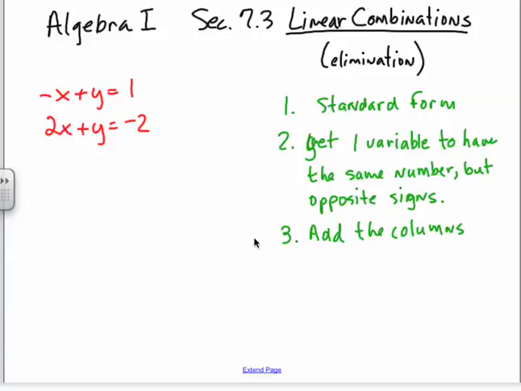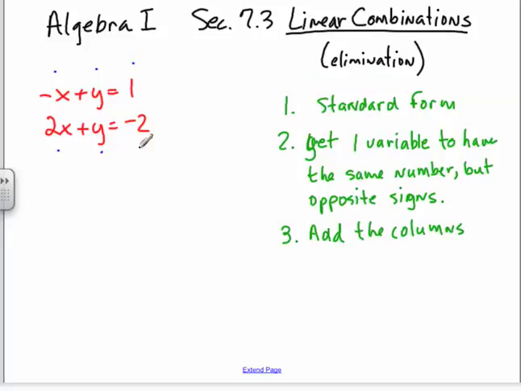There are really three steps. One, you have to make sure that both equations are in standard form first. Okay, and looking at these two, they are in standard form, right? I've got x, then y, then a number. Same thing down here, x, then y, then a number.